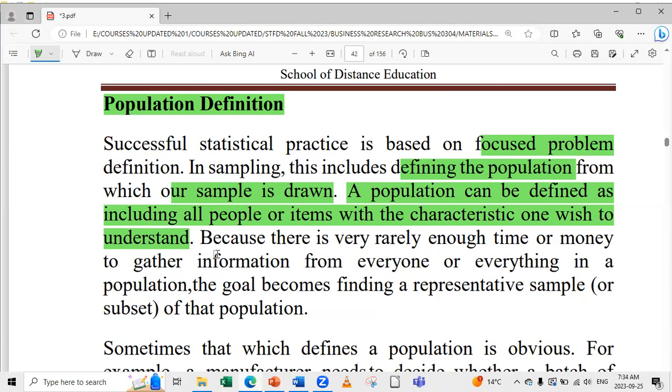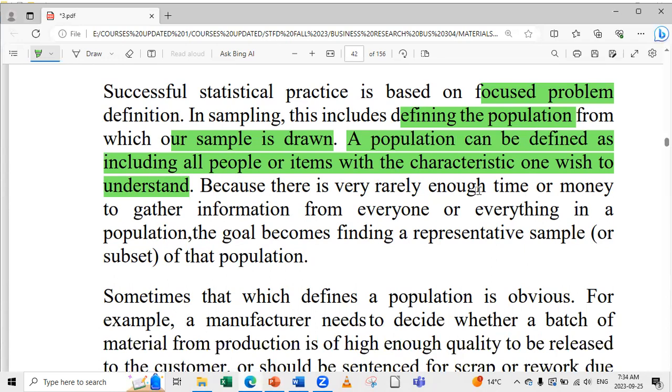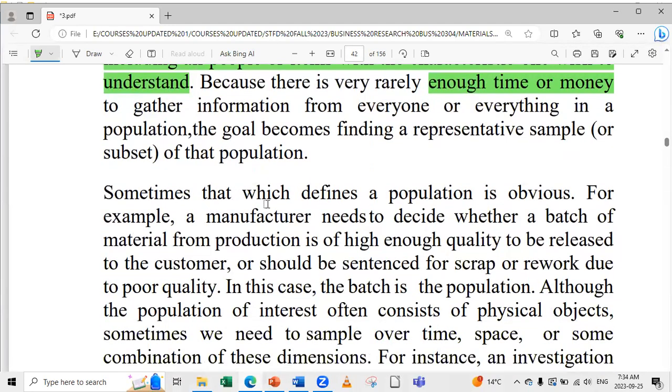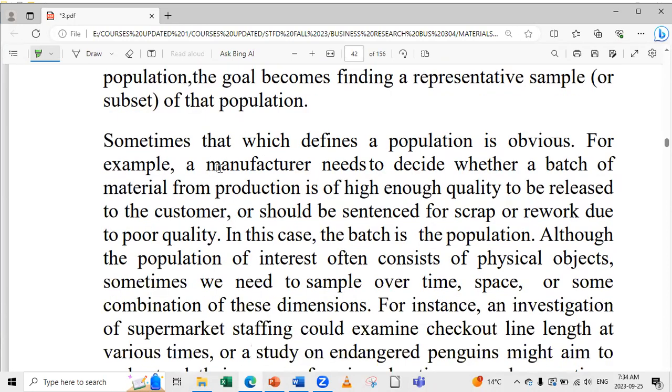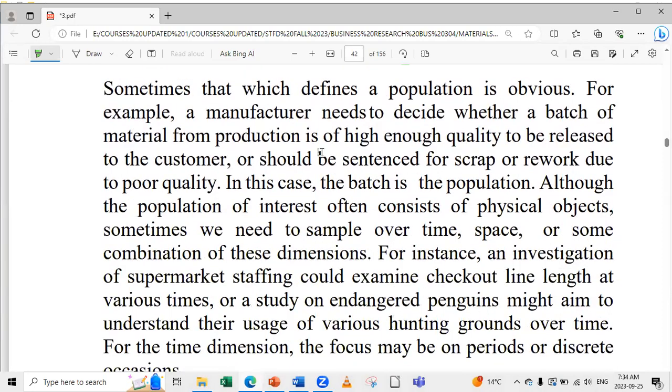Again, I'm saying the sample is a part of the population because there is very rarely enough time. We do this to reduce the time and the cost. Of course, I cannot study every single unit in the population. Sometimes what defines a population is obvious. For example, a manufacturer needs to decide whether a batch of materials from production is of high enough quality to be released to the customer.